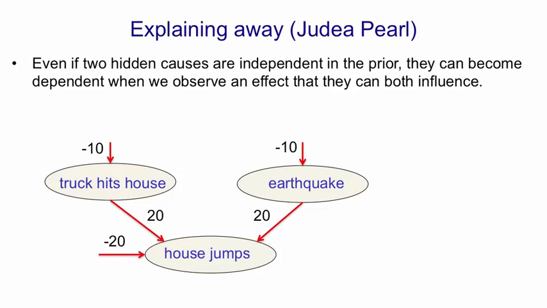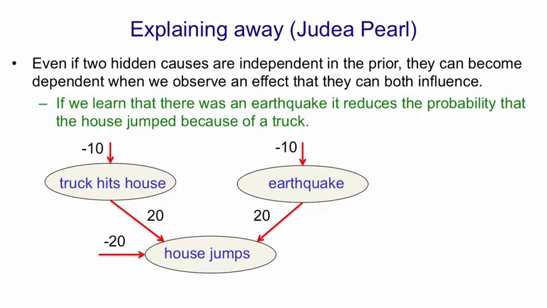So if you see the house jump, one plausible explanation is that a truck hit the house. A different plausible explanation is that there was an earthquake. Each of those has a probability of about e to the minus 10, whereas the house jumping spontaneously has a probability of about e to the minus 20. However, if you assume both hidden causes, that has a probability of e to the minus 20, so that's extremely unlikely, even if the house did jump.